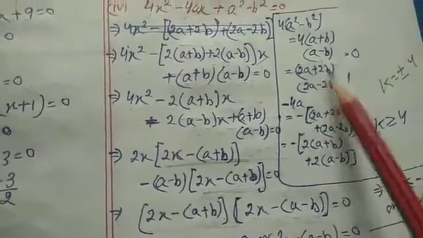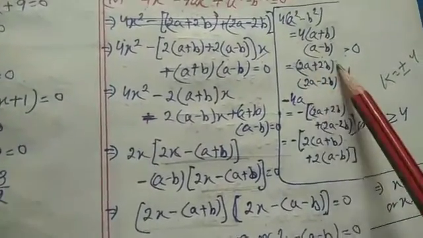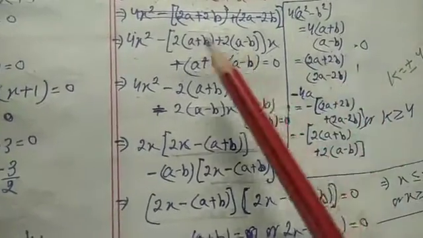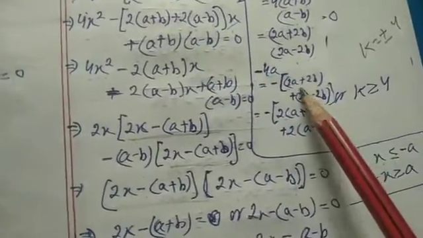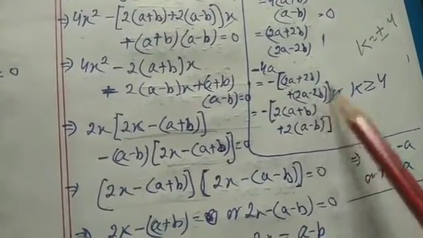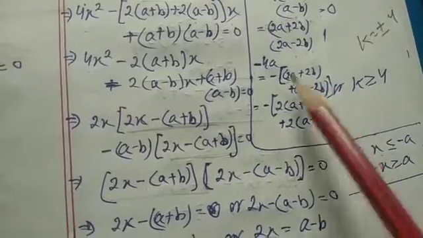So how to write this? If we simply add this 2a plus 2b and 2a minus 2b, then the result will be 4a, but we need to have minus 4a. That's why we have written this as minus within bracket of (2a plus 2b) and plus (2a minus 2b). So if we solve this, we'll get the result as minus 4a.